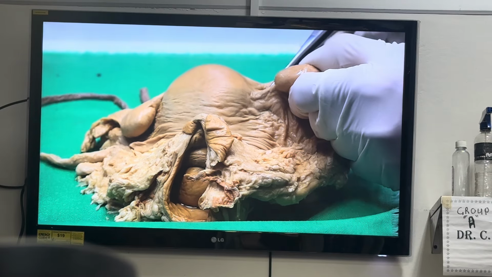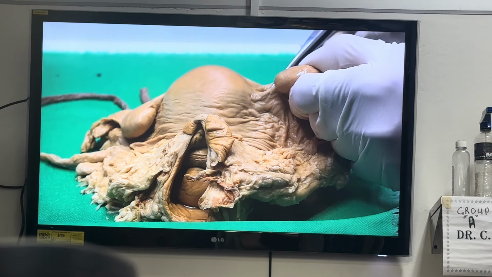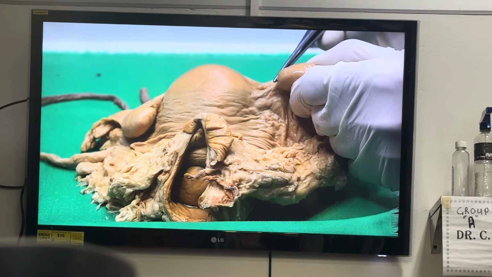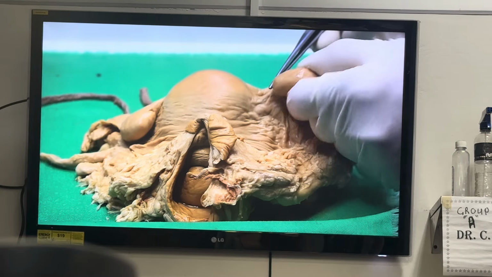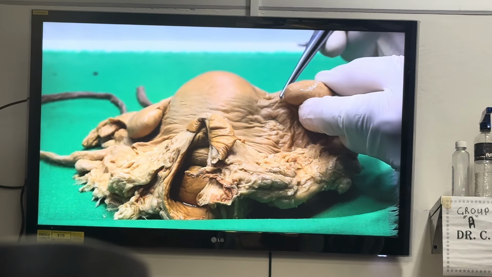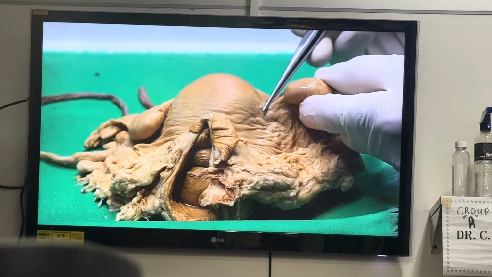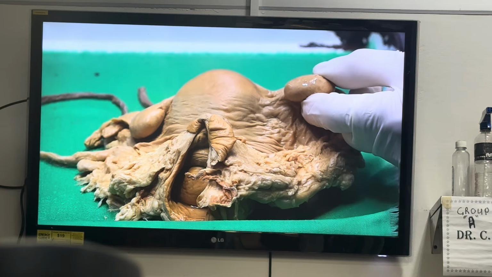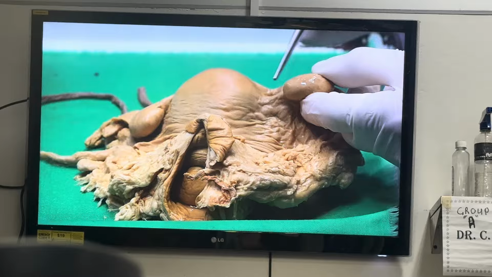Right, you heard that? It's the ovarian ligament. Yes, sir. And it connects this pole, which is therefore called the ligamentous pole, where the round ligament, sorry, not round ligament, the ligament of the ovary is attached.